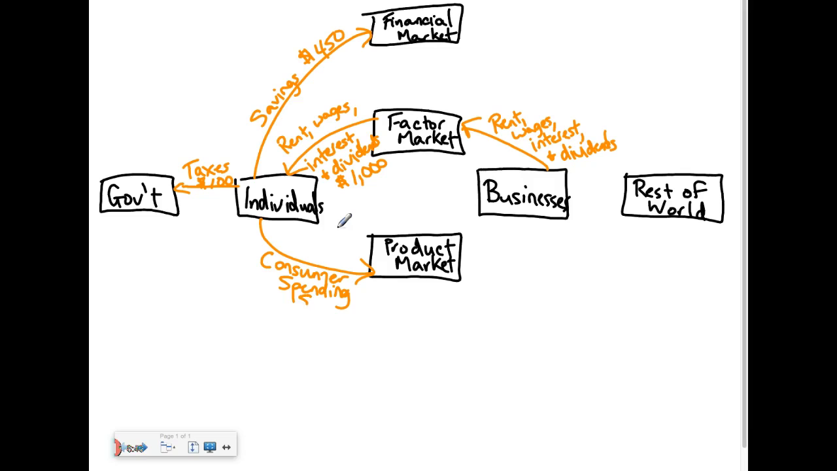So this we're going to say is $450, because that will equal out all of our money. All right, so that's our individuals. Now, as a reminder, orange is our consumers.